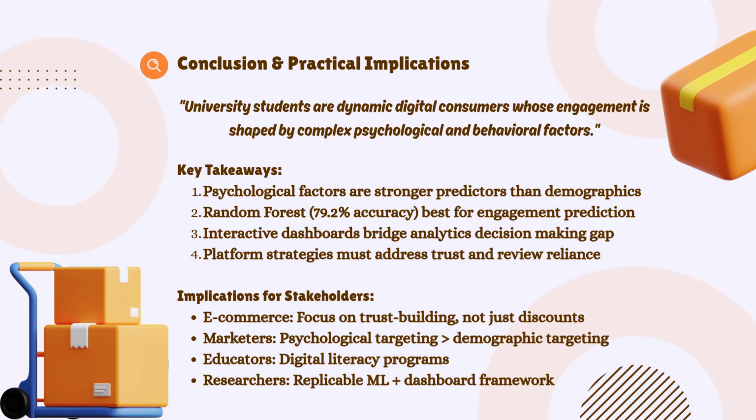In conclusion, our study demonstrates that university students' online shopping engagement is best predicted by psychological factors rather than demographics. The random forest model's 79.2% accuracy validates this approach. Our interactive dashboard successfully bridges the gap between technical analytics and practical decision making. For e-commerce platforms, this means focusing on building trust and facilitating reviews, not just offering discounts. For researchers, we provide a replicable framework combining machine learning with visualization tools.